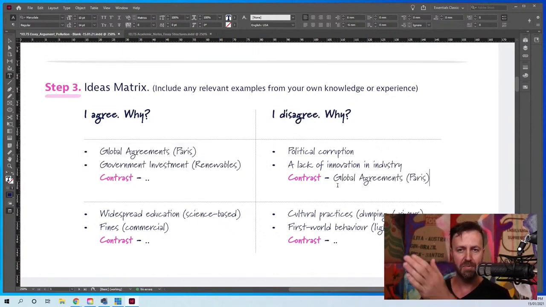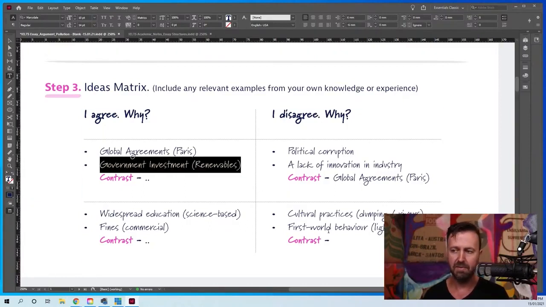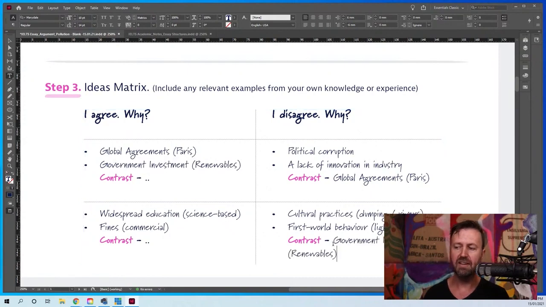So I'm now developing the right-hand side, because I believe that's the side I should be focusing on. The second part of the matrix here, we've got cultural practices, first world behavior. So this is more about behavior, consumer behavior, that type of thing. Again, what's something that could be contrasted against this? Probably a good one would be government investment and renewable energy. So people say, "Oh yeah, there's cultural practices and there's first world behavior that needs attention. However, how about all the government investment?"